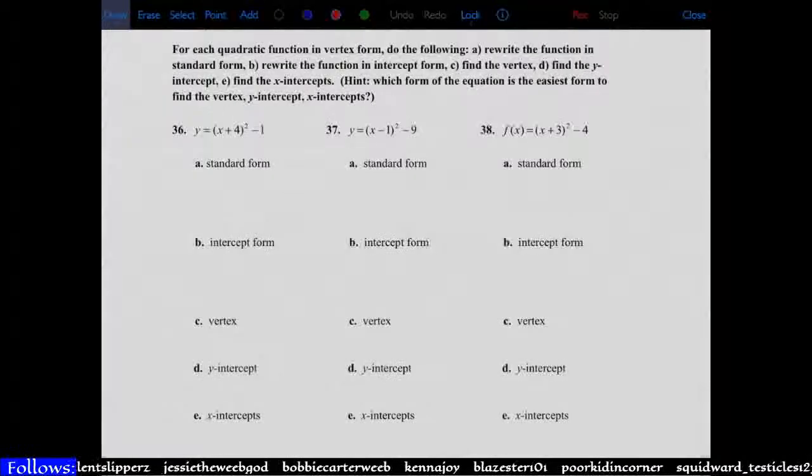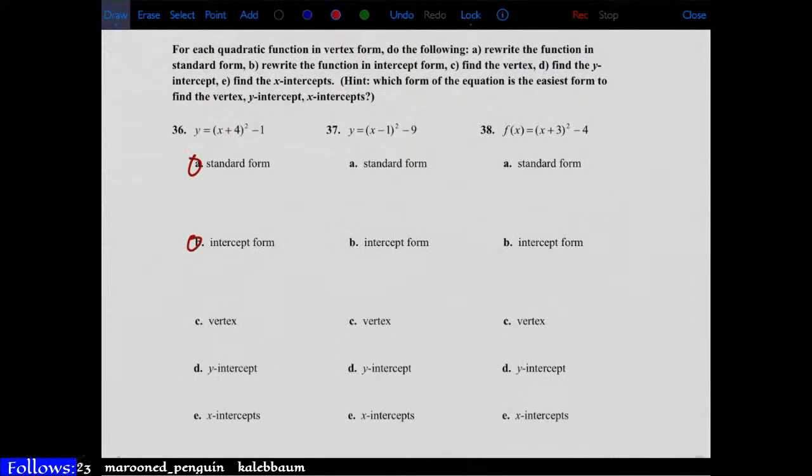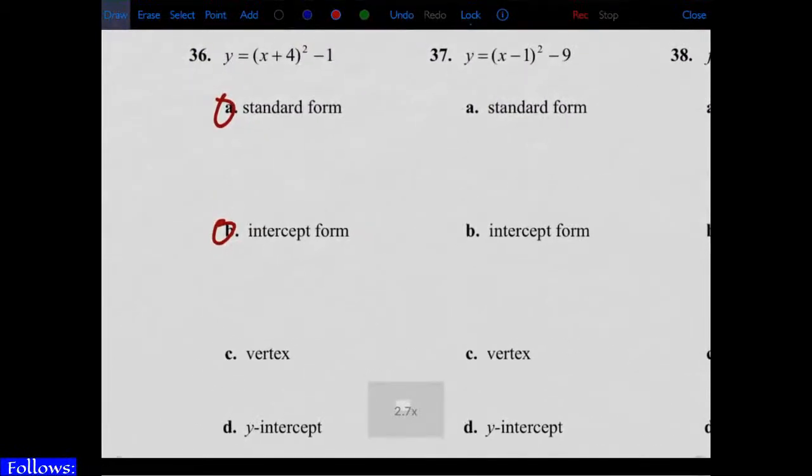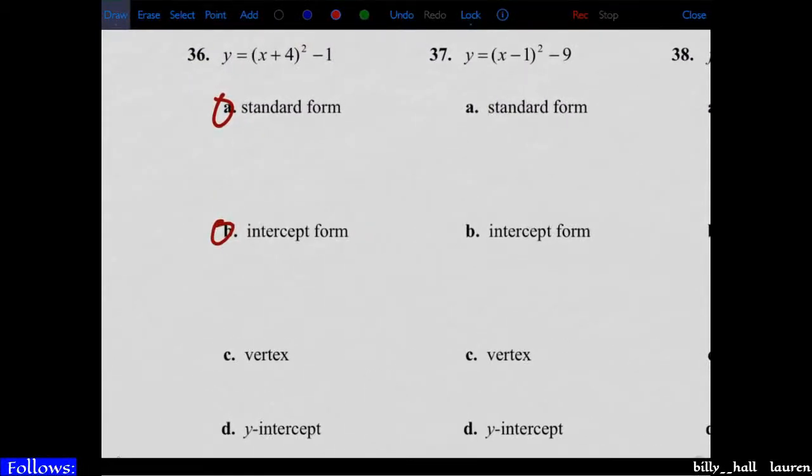Alright, so for each function vertex, we need to rewrite it in standard, then rewrite it into intercept, find the vertex, y-intercept, and x-intercept. So if we do these first two steps, write it in standard and intercept, it's going to be easy to find the other pieces of information because each form has something easy to find from it. Okay, and we'll look at that in a second. So first, to get to standard form, what do we do, Jesse?